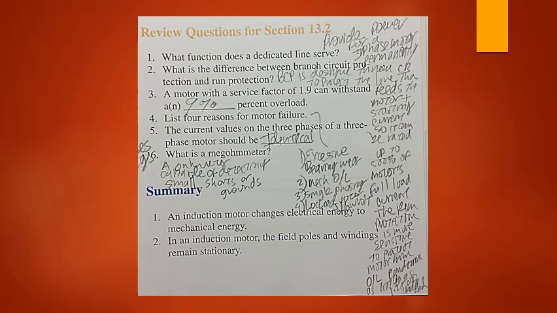Branch circuit protection is designed to protect the line that feeds the motor plus the starting current, so that it can be rated up to 500% of the motor's full load current.